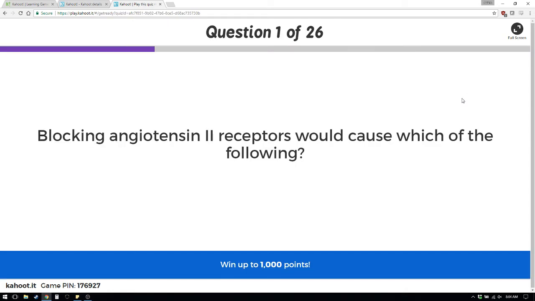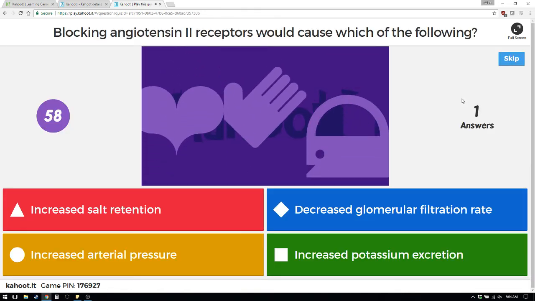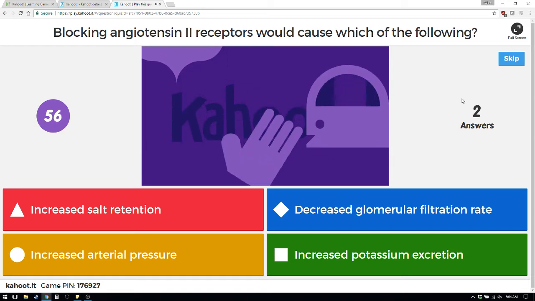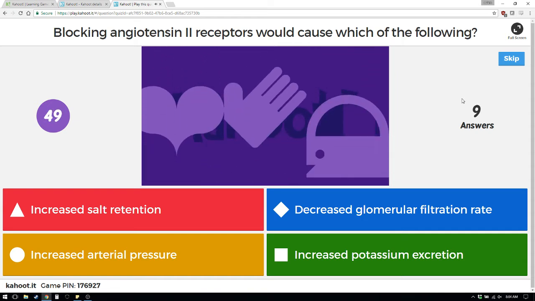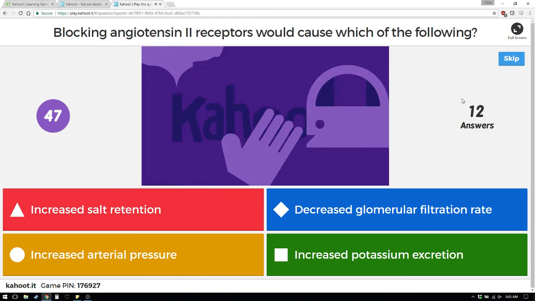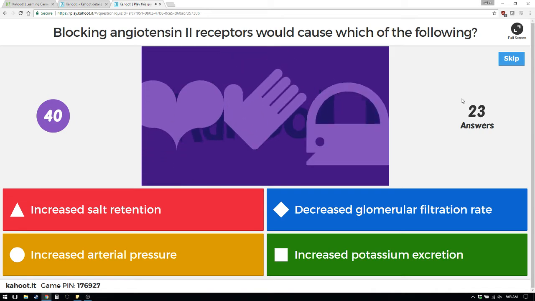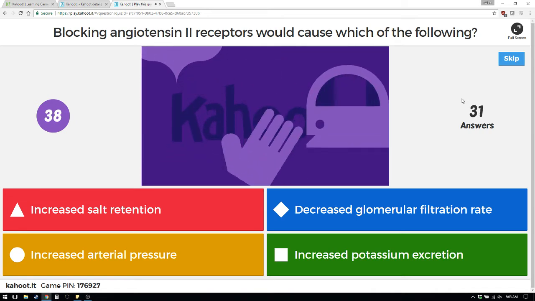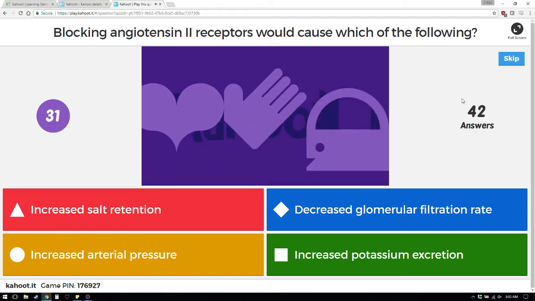Blocking angiotensin II receptors would cause which of the following? What do we think? You guys remember angiotensin II, right? It's for that renin-angiotensin system.